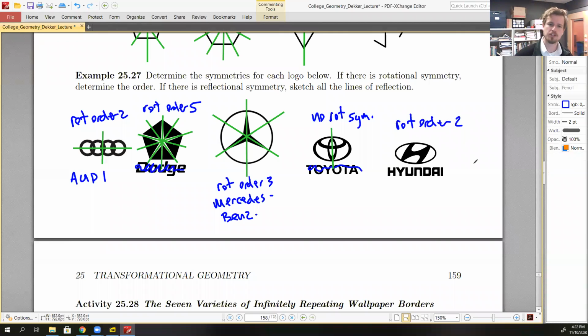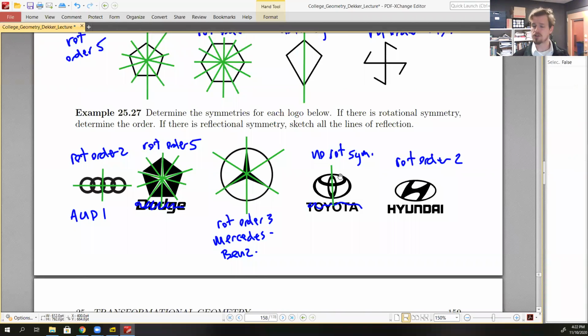All right, so that is rotational symmetry and reflectional symmetry. We'll take a look in one more video about translations and glide reflections. Of course, neither one of those two concepts made sense for the examples that we considered so far. So I'll see you guys again shortly, talking about transformational geometry.